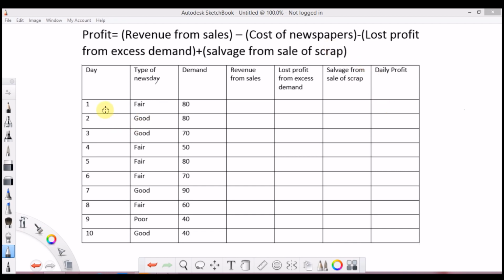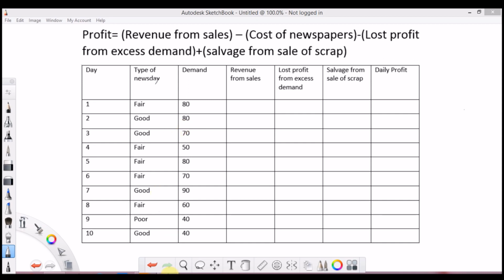So we have the 10 days. Let's look at how we fill this column and how I've got fair, good, good and so many other things, right? For the first thing, these two columns come from the random digits that I have, right?